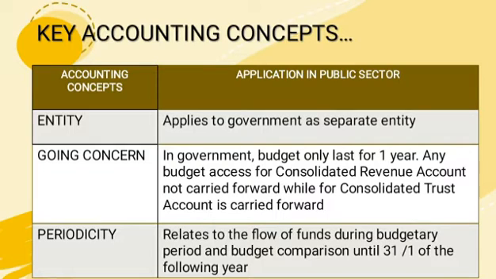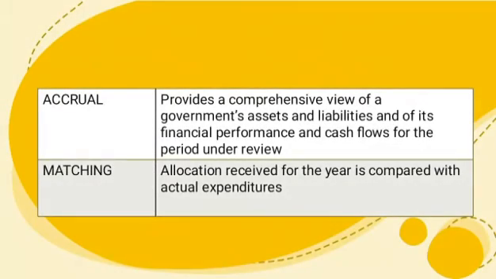Third, periodicity. It relates to the flow of funds during budgetary period and budget comparison until 31st of January of the following year. Next is accrual. It provides a comprehensive view of a government's assets and liabilities and of its financial performance and cash flows for the period under review. And lastly, matching. It is the allocation received for the year is compared with actual expenditures.